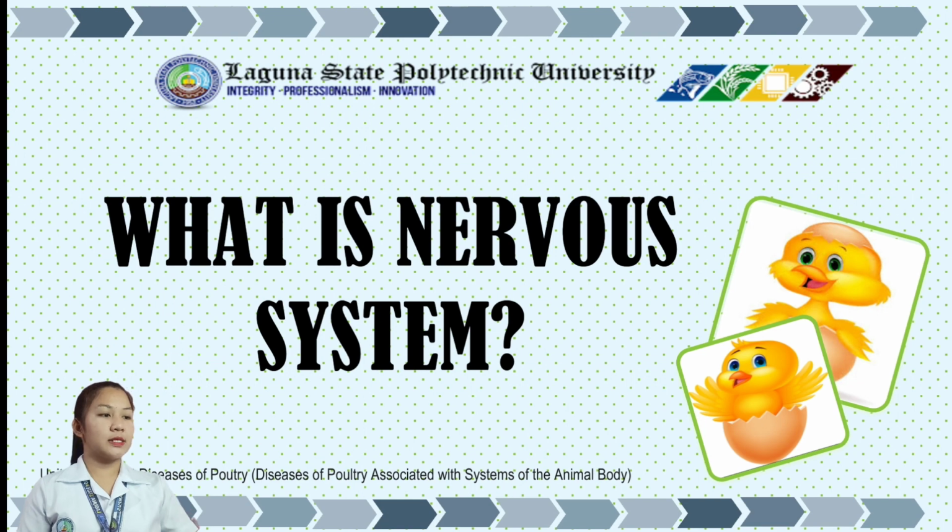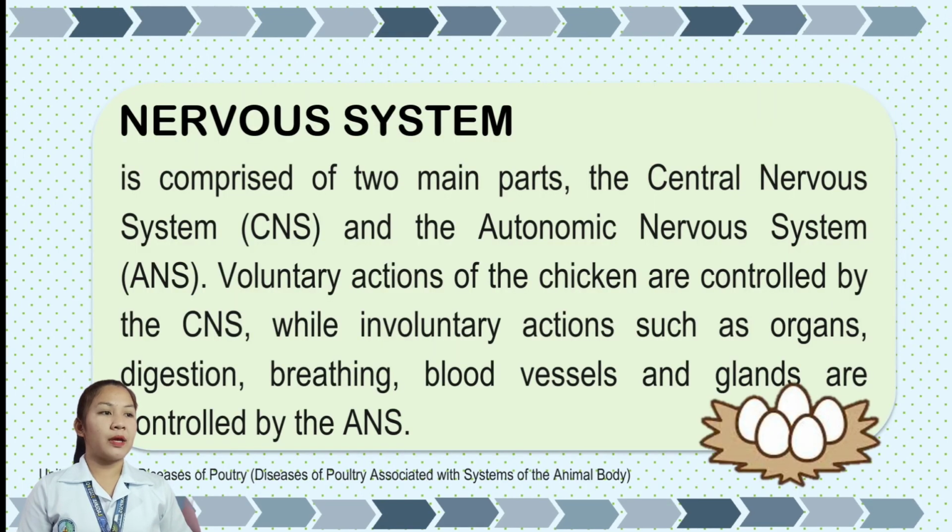There's a question here. So what is the nervous system? The nervous system is comprised of two main parts, the central nervous system, CNS, and the autonomic nervous system, ANS. Voluntary actions of the chicken are controlled by the CNS, while involuntary actions such as organs, digestion, breathing, blood vessels, and glands are controlled by the ANS. The primary function of the nervous system is to integrate the functions of the body. The sensory organs detect the various stimuli in the bird.